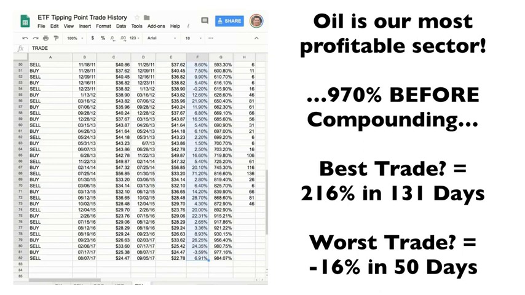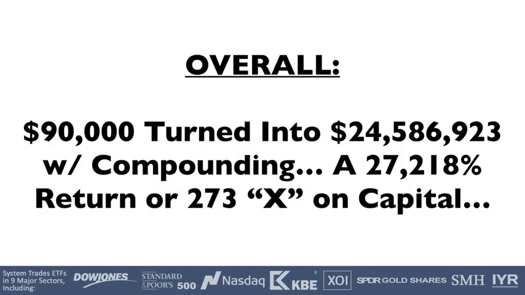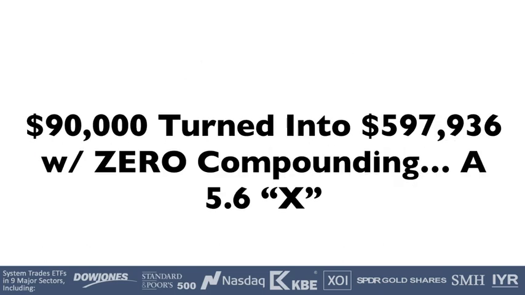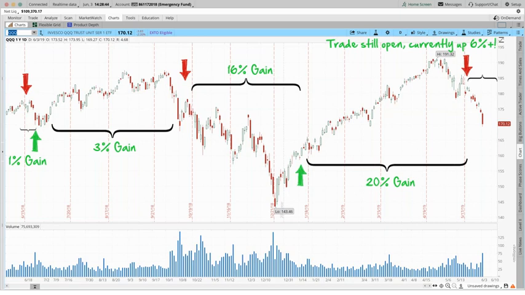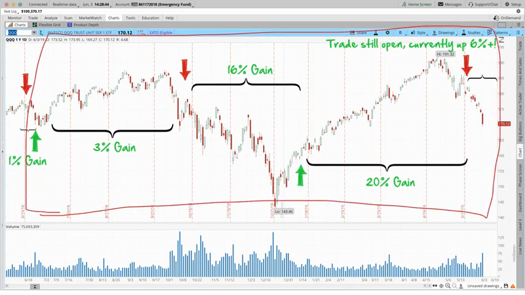Oil is our most profitable sector, 970% net return before compounding. Best trade, 216% in 131 days. Worst trade, negative 16% in 50 days. So overall, hypothetically, using those numbers, we would have turned $90,000 into $24.5 million with compounding, which is a 27,000% return or 273x on capital. $90,000 would have turned into nearly $600,000 with zero compounding. That's taking all the profits off the table, investing $10,000 into each trade and taking the profits off the table. And again, we also showed you the non-hypothetical: these are the actual trades generated by the system in the last year.